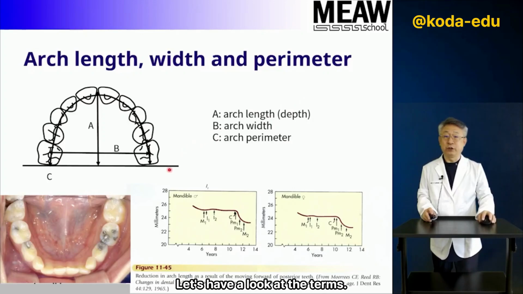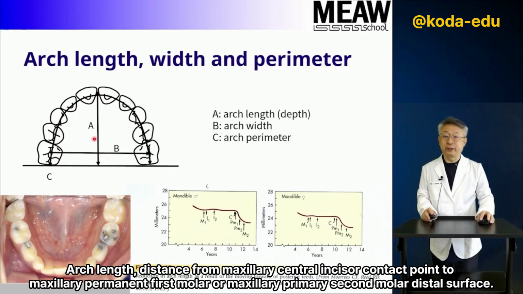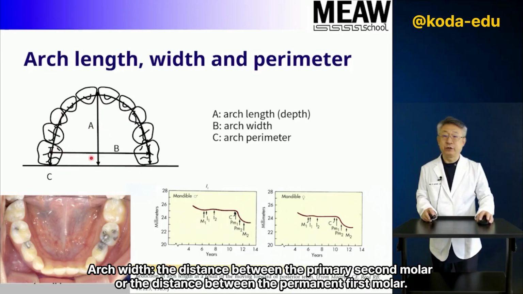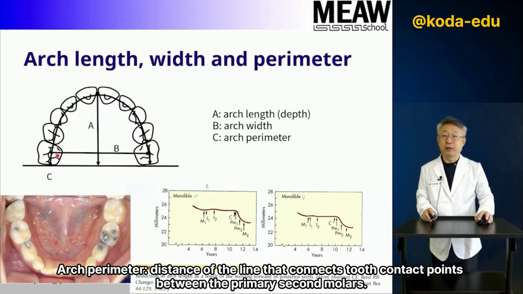Let's have a look at the terms. Arch length: distance from the maxillary central incisor contact point to the maxillary permanent first molar or the maxillary primary second molar distal surface. Arch width: the distance between the primary second molars or the distance between the permanent first molars. Arch perimeter: distance of the line that connects tooth contact points between the primary second molars.